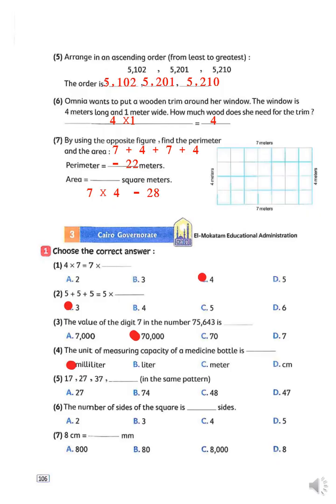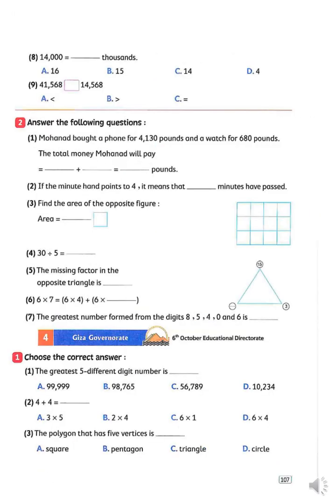17, 27, 37, in the same pattern, 47. The number of sides of the square is 4. 8 centimeters equals 80 millimeters. 14,000 equals 14 thousands. 41,568 or 14,568. The value is 41,000.